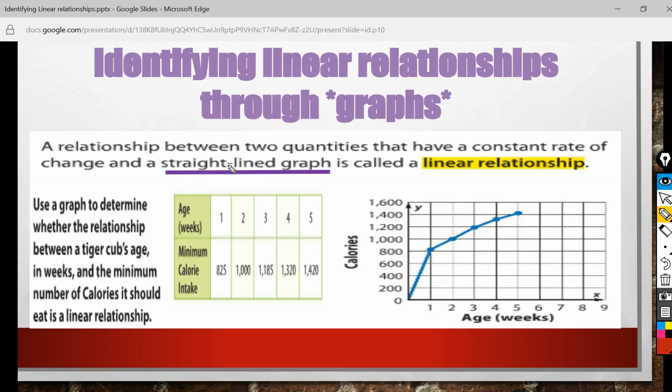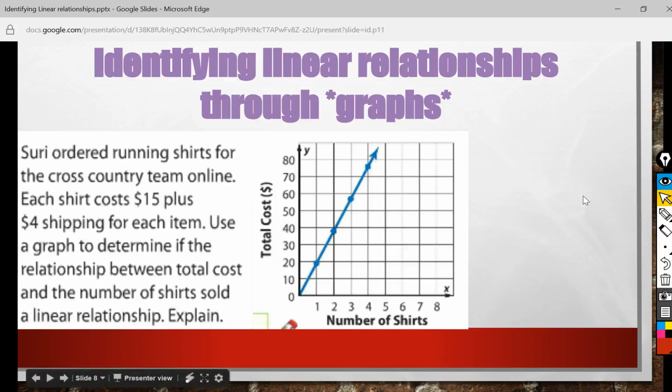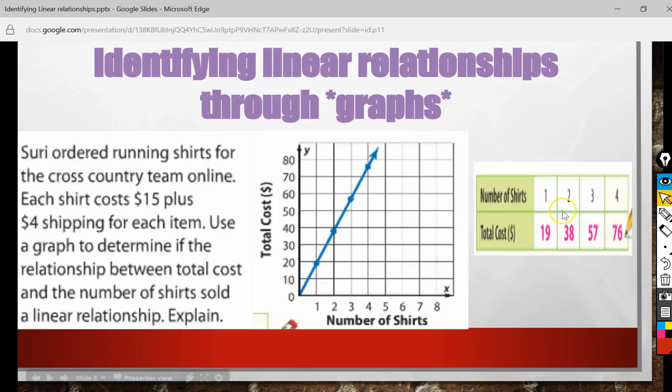All right, next slide. And this is just another example problem. So the last one was not linear, but this one is linear because we can just look at its graph and we see that it is one straight line. So this one is indeed linear. And you can also make the table from the graph to double check your answer.